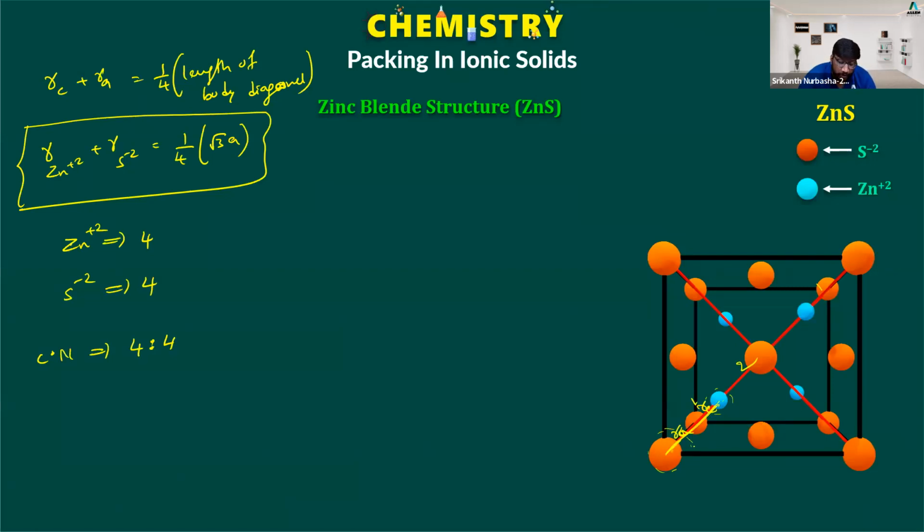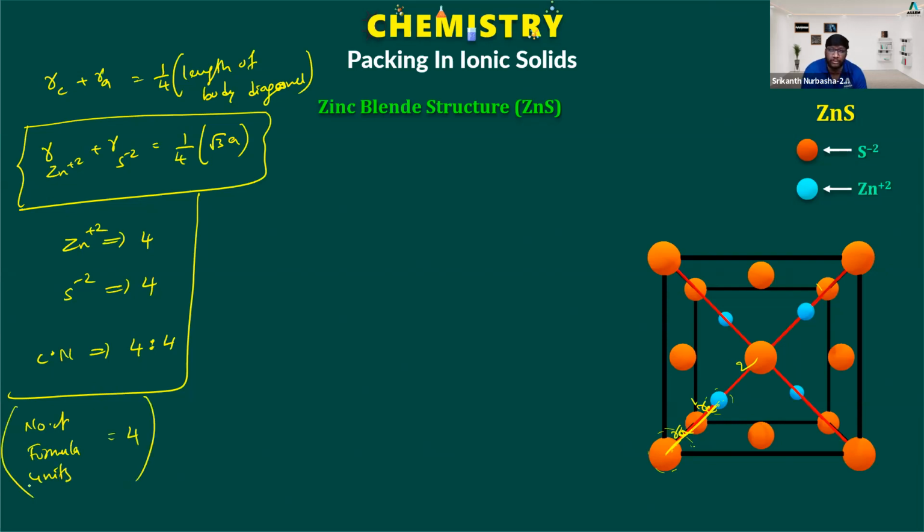And also we have 4 Zn plus 2 and 4 S minus 2 per unit cell. Coordination number means that around each S minus 2 you will have 4 Zn plus 2, and around each Zn plus 2 you will have 4 S minus 2. So the coordination number will be 4:4 type, and the number of formula units is 4.